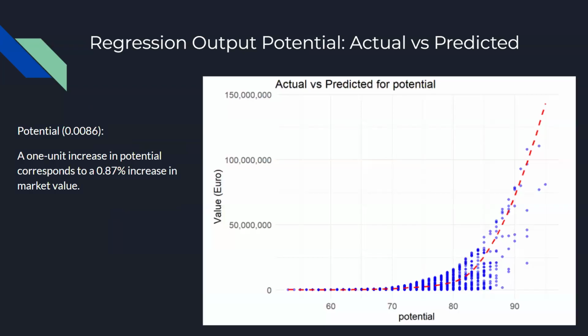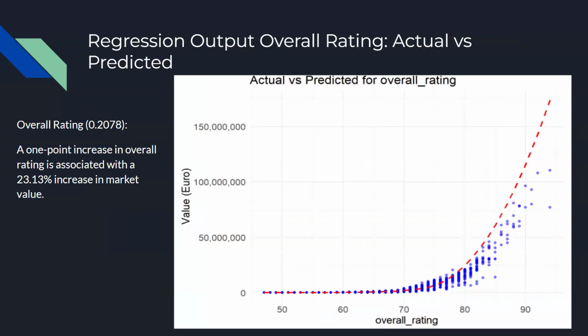And as we can see, for potential, as the potential increases by 1 unit, it results in a 0.87% increase in the market value. It is small, but it's still a significant influencer in the market value of a player. And we can see that overall rating is the strongest driver for market value. Every 1 unit increase in the overall rating results in a 23.13% increase in the market value of a player.